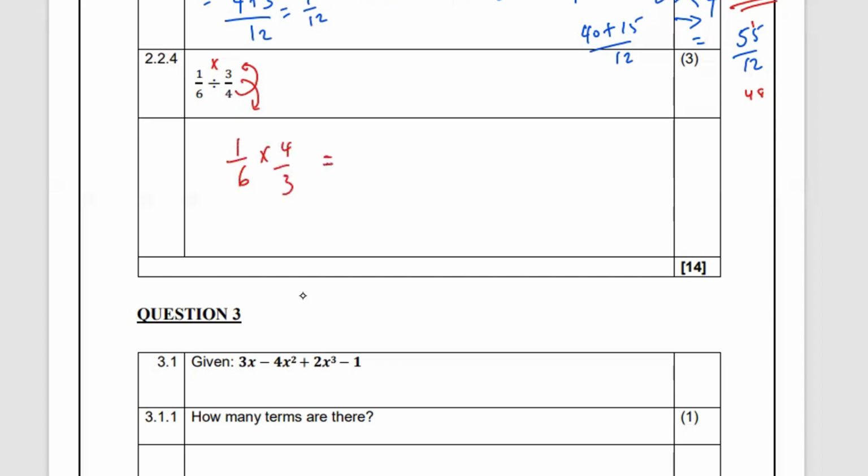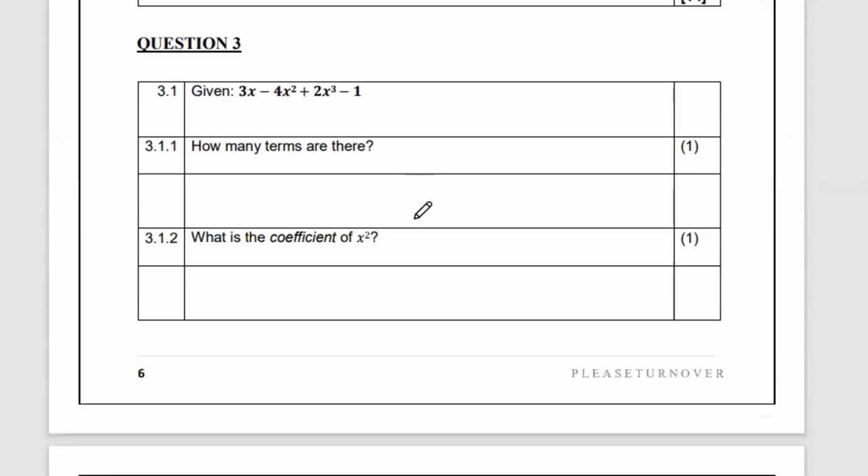Then we can apply the multiplication whereby the rows multiply with the rows, numerator separately, denominator separate. So 1 times 4 is going to be 4. Then 6 times 3 is going to be 18. And then we simplify this because we can see that the two numbers can be divided. So 4 divided by 2 is a 2. 18 divided by 2 gives us a 9. So that is 2.2.4.